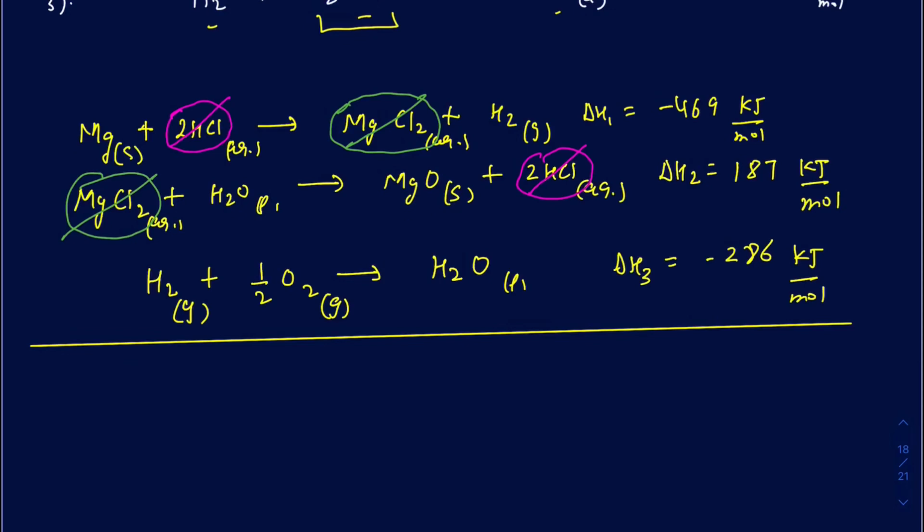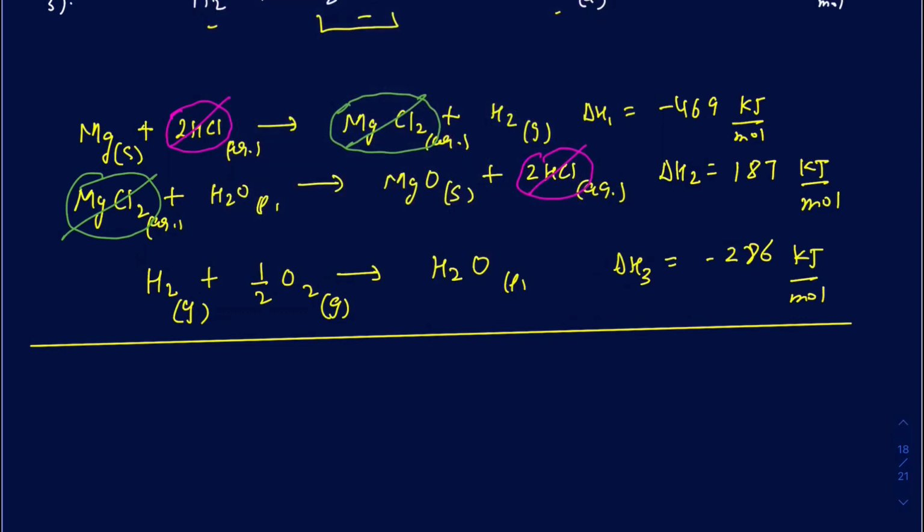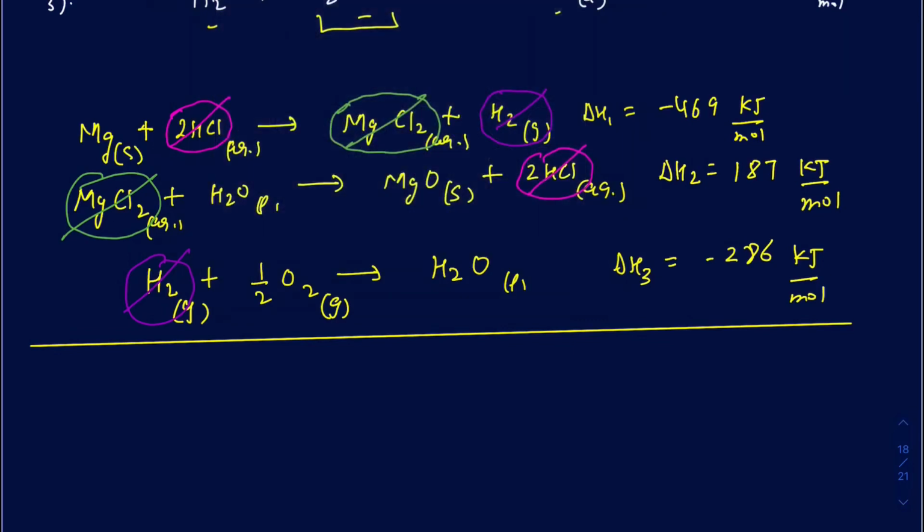Let's look at hydrogen gas. I got hydrogen in the first reaction on the product side, which is this right there. And then I got the hydrogen in the third reaction on the reactant side right there. So they also cancel out. And then what else is there? The H2O liquid. So H2O liquid in the second reaction right there, and the H2O liquid in the third reaction on the product side, so they also cancel one another out. So a lot of these reactants and products cancel one another out.